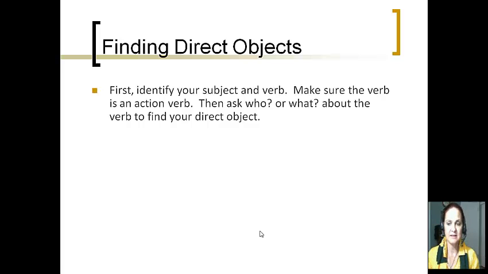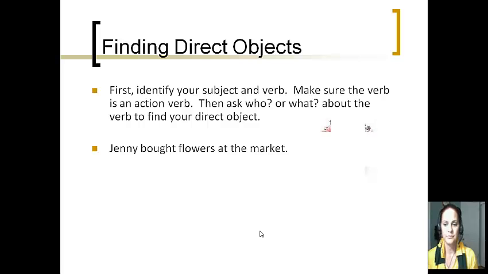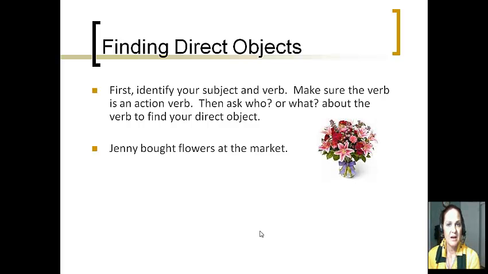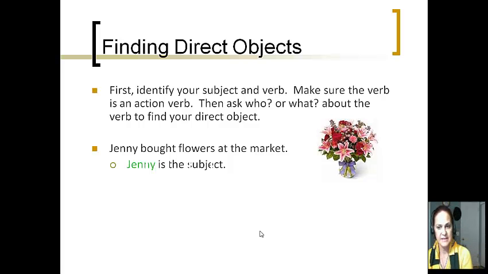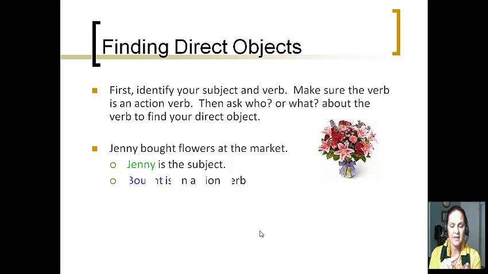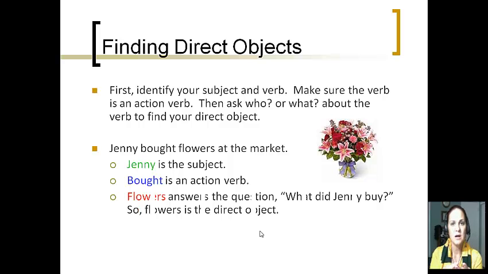Okay, let's look at this as an example. Jenny bought flowers at the market. So look at that. I'm going to analyze my sentence. Jenny is my subject. So I've done the first one. The second one, bought, is an action verb. So then I say who or what, Jenny bought what, and flowers is my answer. So flowers is my direct object.